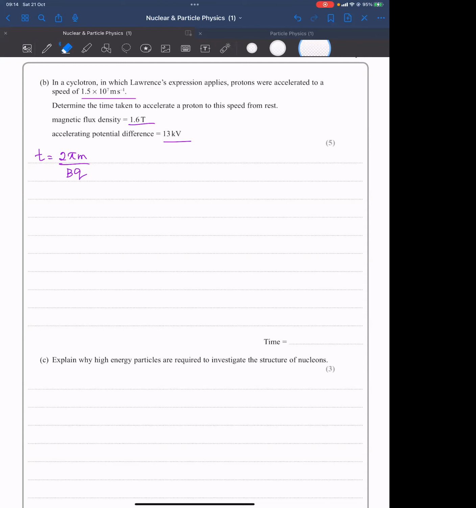That's going to give you the time taken to move in one circle. Here they are asking the time taken for the speed to go up to 1.5 times 10 to the power 7 from rest, not the time taken to move in one circle. Read the question again. Protons were accelerated to a speed of 1.5 times 10 to the power 7 meters per second. Determine the time taken to accelerate a proton to the speed from rest. Flux density is given, 1.6 Tesla.